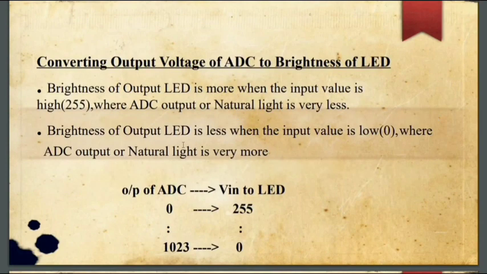Now we shall see how to convert output voltages of ADC to brightness of LED. Brightness of output LED is more when the input value is high, where analog to digital converter output is high or natural light is very less. Brightness of output LED is less when the input value is low, where analog to digital converter output is low or natural light is very more. The output of ADC values ranges from 0 to 1023 and the input voltage to LEDs ranges from 255 to 0.